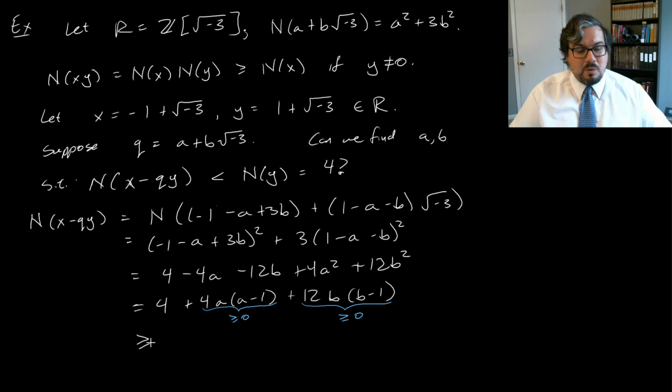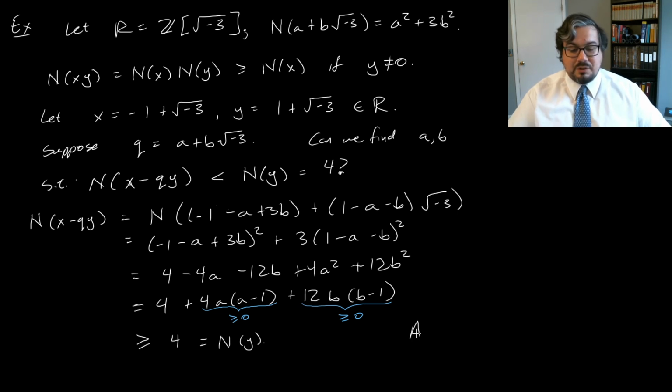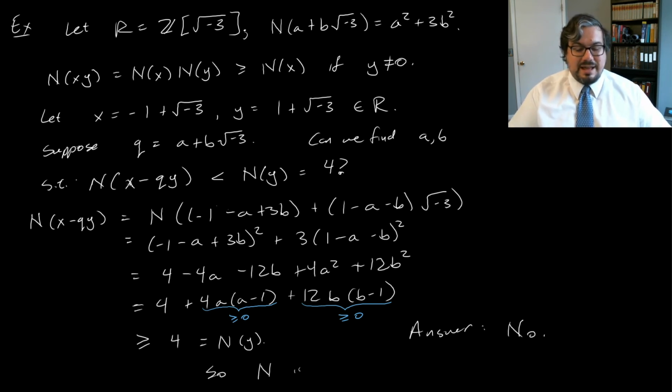So no matter what, the norm of x minus qy is greater than or equal to 4, which is the norm of y. So the answer to the question, can we find a and b such that the norm of x minus qy is less than the norm of y? The answer is no. So this means that the function n is not a Euclidean measure.